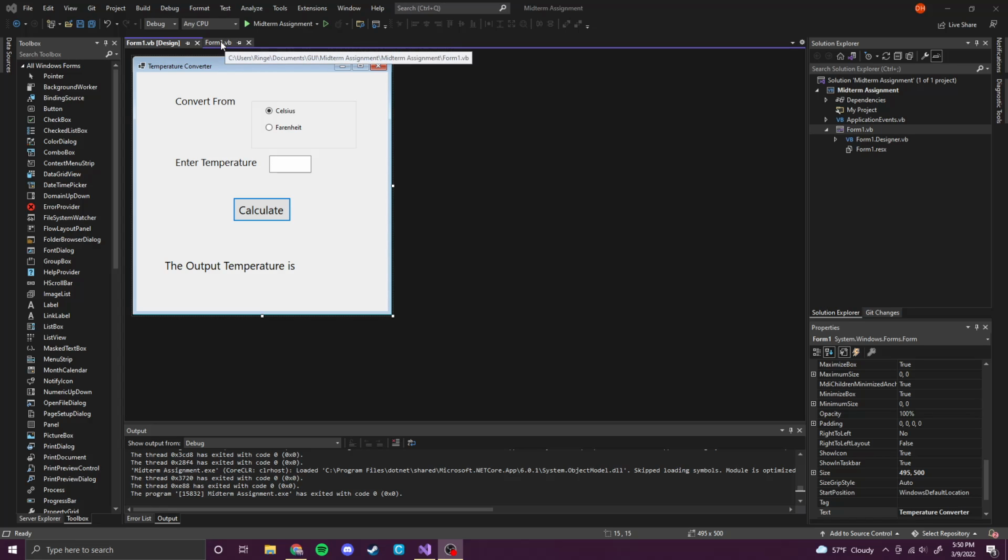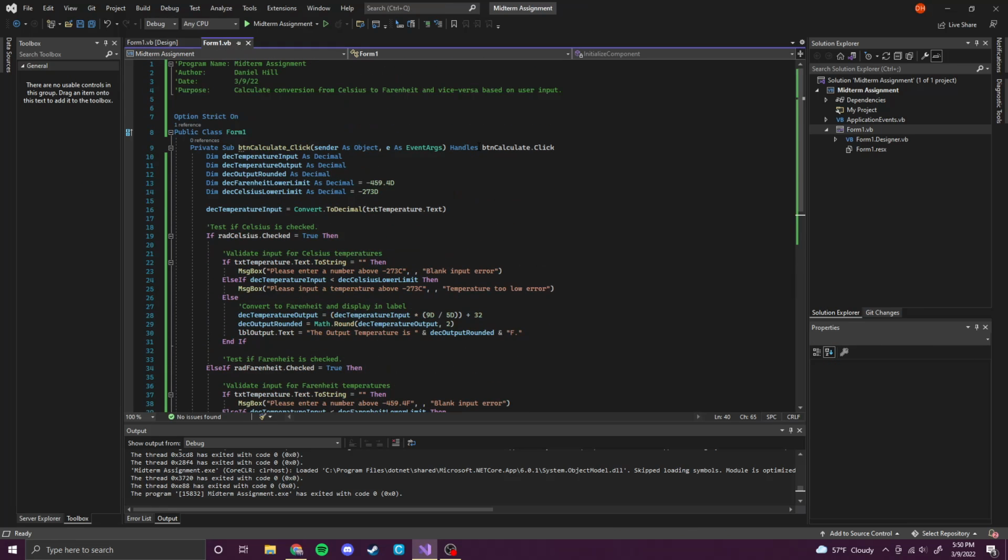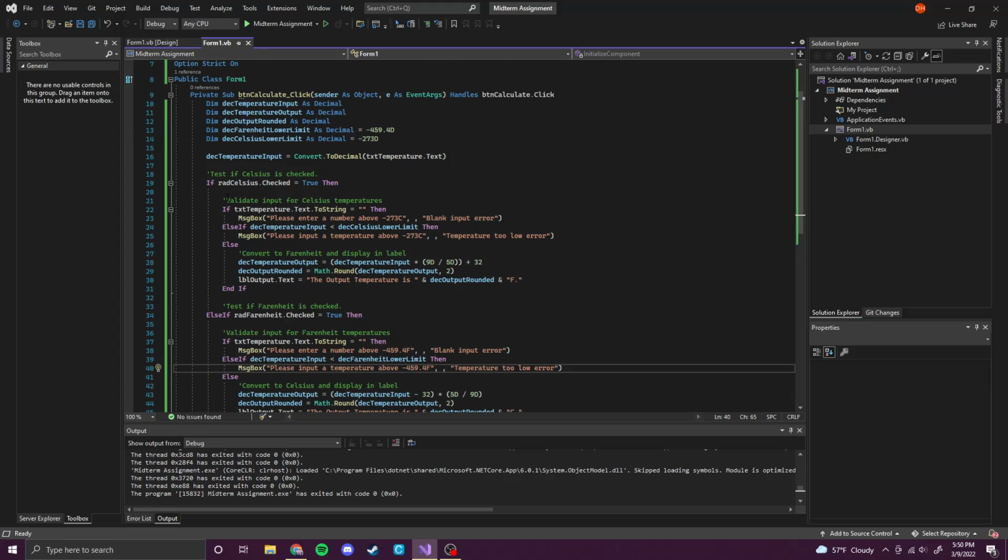Let me go over the code. First, it really just needs the one event handler. First I declared my variables. I have a temperature input, a temperature output, an output rounded that I use later, and a Fahrenheit lower limit and a Celsius lower limit. The first thing it does is convert the input to decimal, and then we go into the if statements.